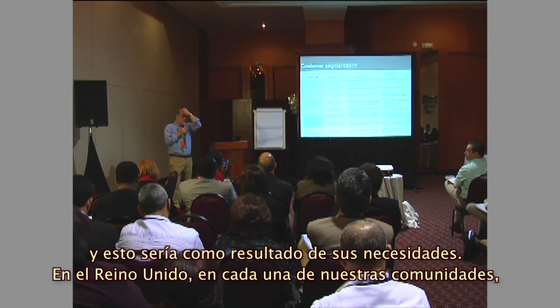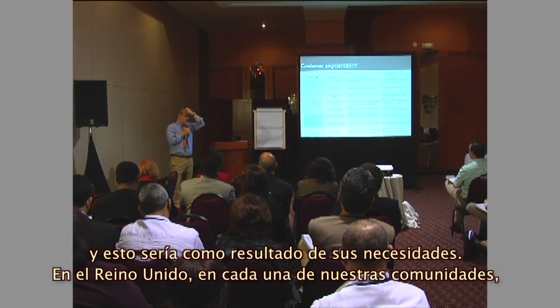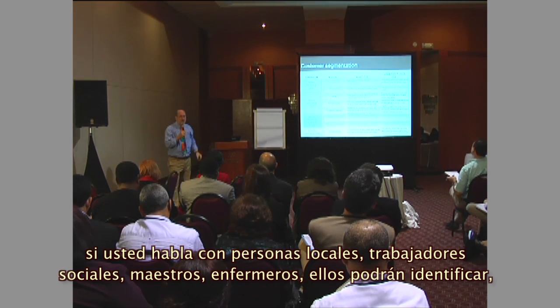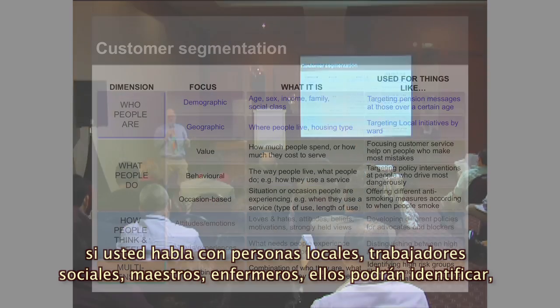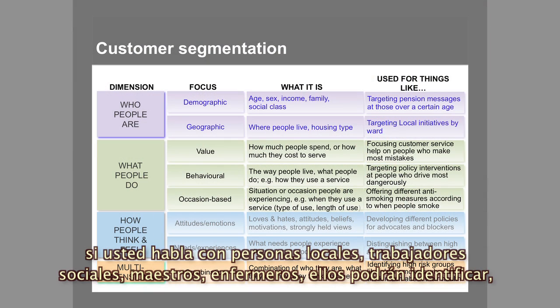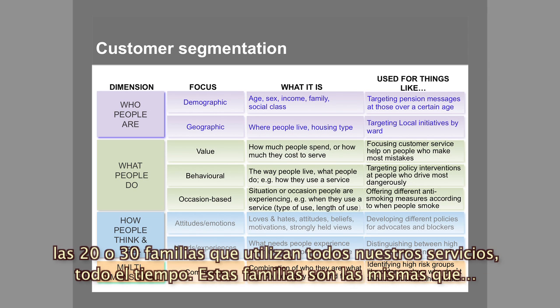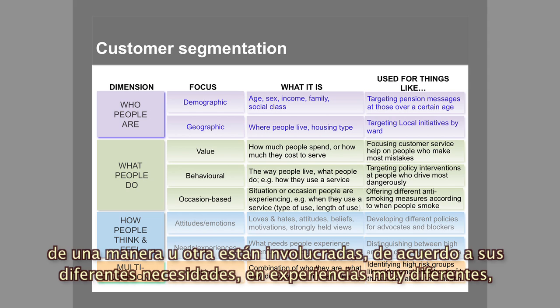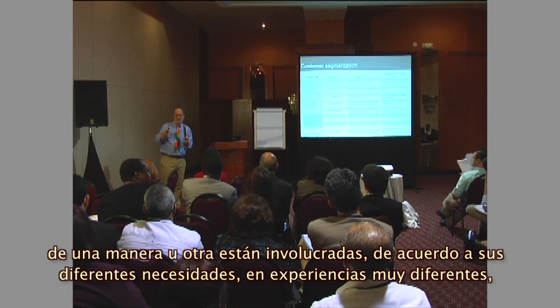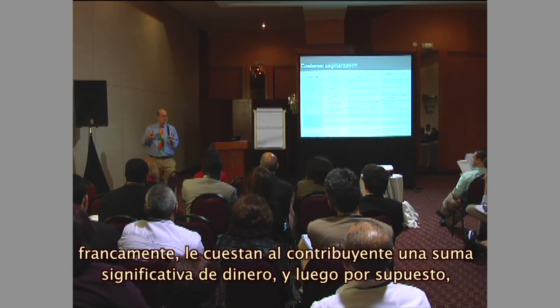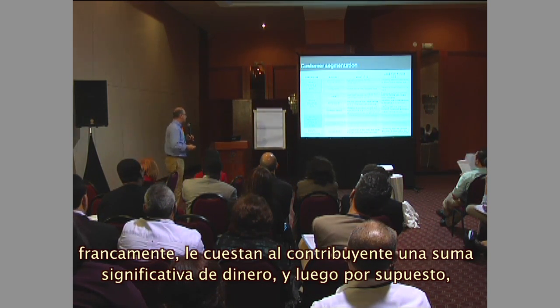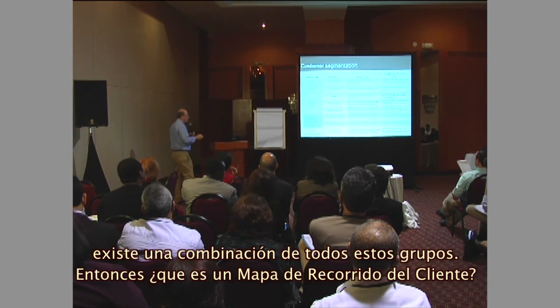In the United Kingdom, in each of our communities, if you talk to local people, social workers, teachers, nurses, they would be able to identify for you the 20 or 30 families who access all of our services all of the time. They're the same group of families that all of our services will be involved in one way or another. They have very different sort of need, very different sort of experience. Quite frankly, they cost the taxpayer a significant sum of money. And then, of course, there's a combination of all of those.